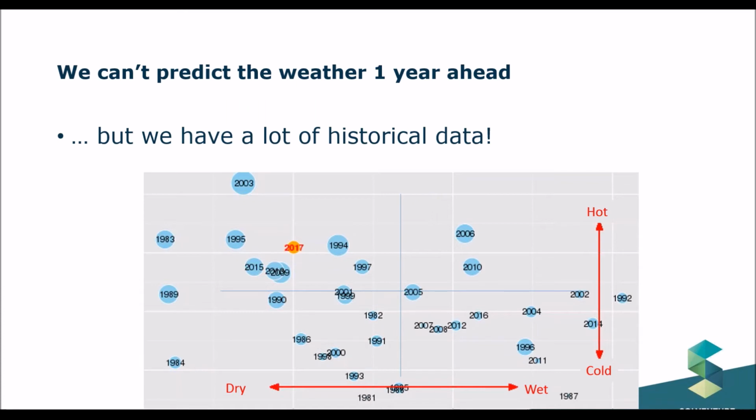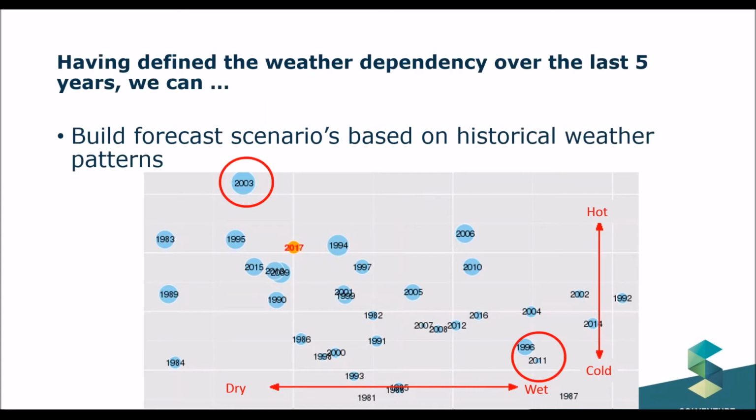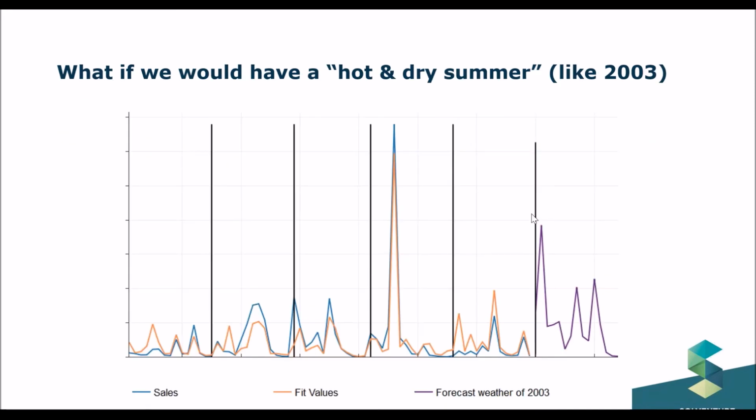And what we can easily do, once we have built a model that defines the dependency on precipitation and on temperature, is run scenarios. We can say, okay, if for this product I know the weather dependency, what would the forecast look like for a hot, dry summer? We know that 2003 was really a hot and dry summer. And what would my sales look like? What would be the forecast for a cold and wet summer like 1996 or 2011? So let's start with the first one. If this is my historical sales, what would be the forecast for a hot and dry summer like 2003?